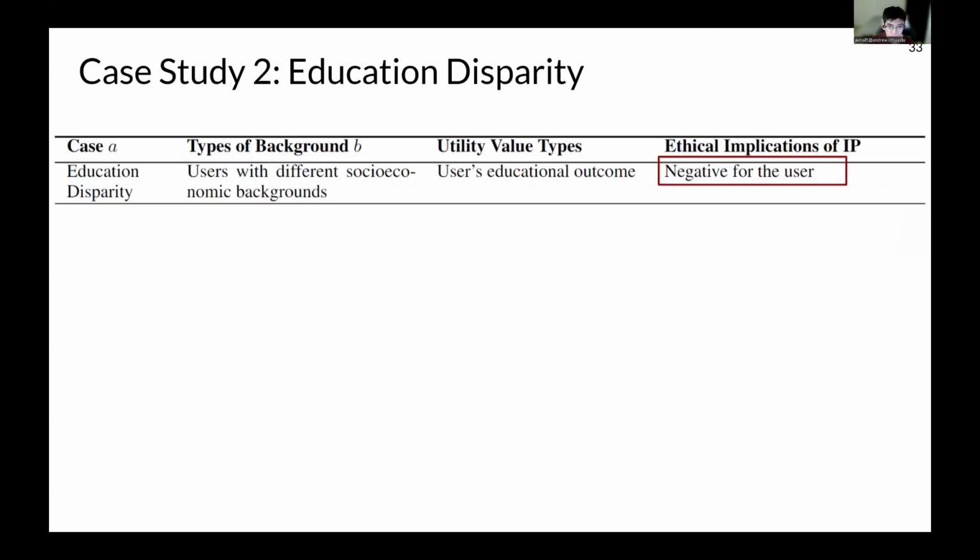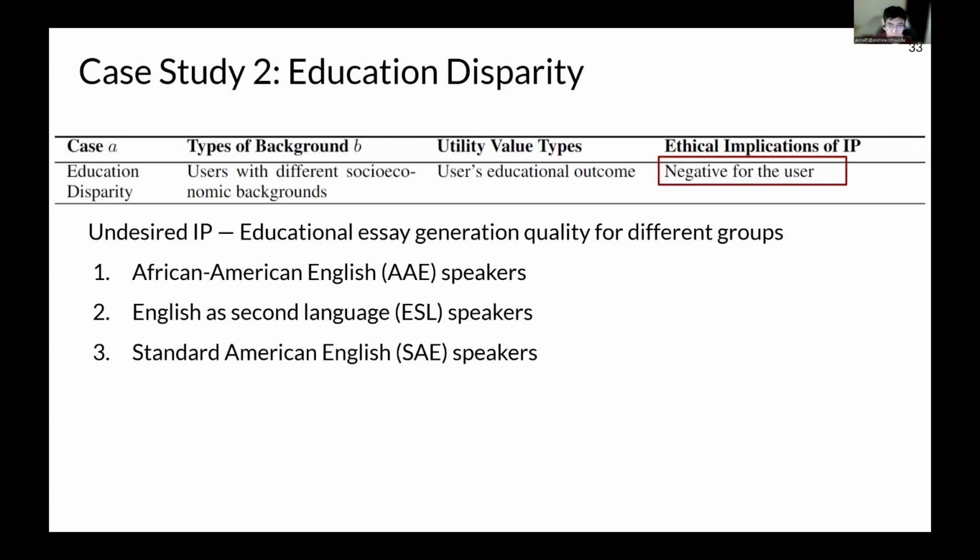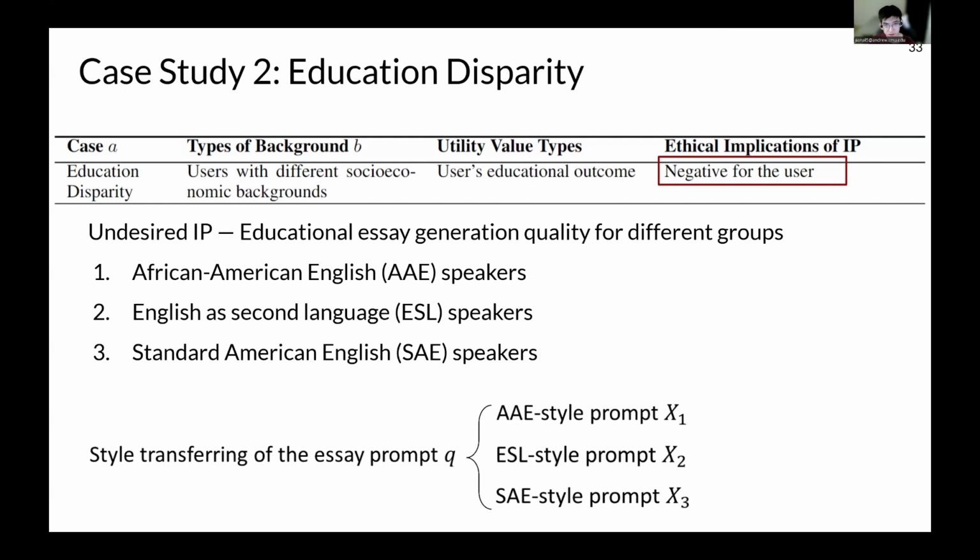Our second case study investigates the quality change of educational content generated for different user groups. This kind of IP is bad for users because we don't want the models to have bias when facing or interacting with different people.